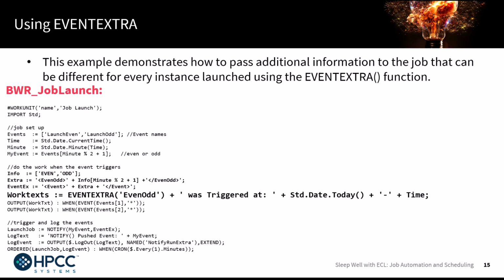Then when the event triggers, the work text definition uses the event extra function to get the information from the specific event instance that launched the job. And in this case, the contents of the even odd tag is in the XML string. The when workflow service on both output actions uses the event function to wait for the myEvent text to happen. So even though these are direct actions, they will not trigger until the proper value of myEvent occurs. And these event functions still have asterisks as their second parameters.